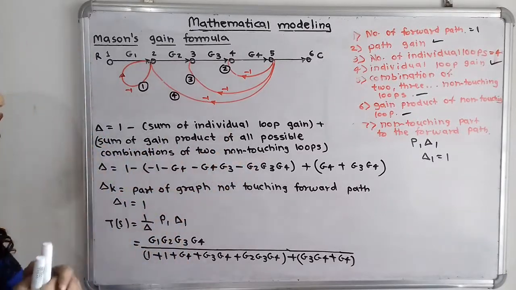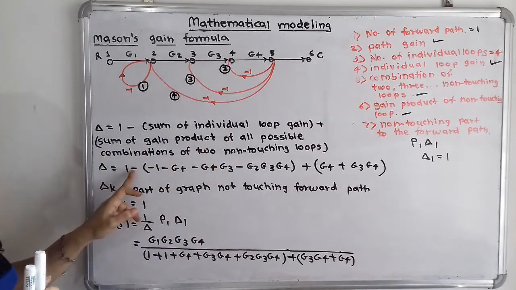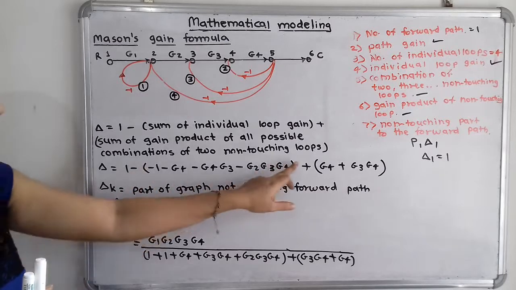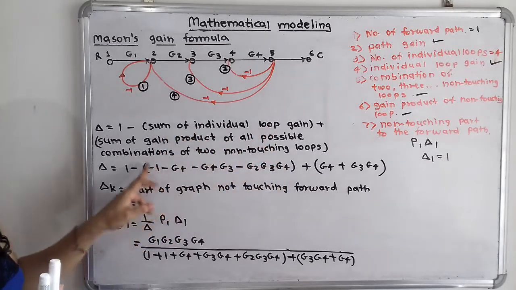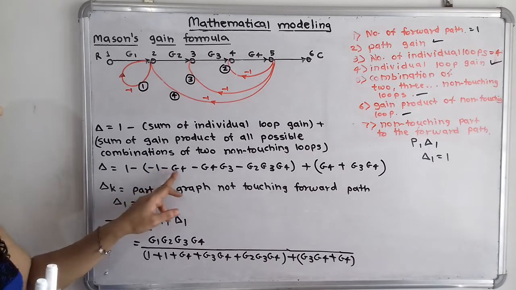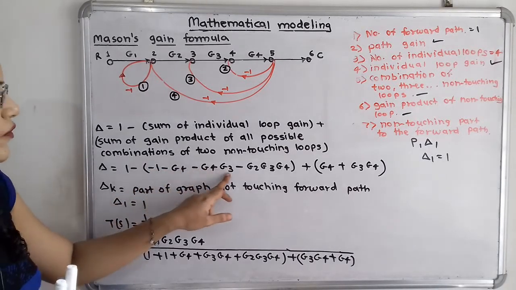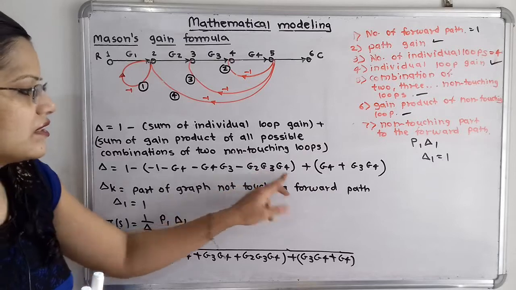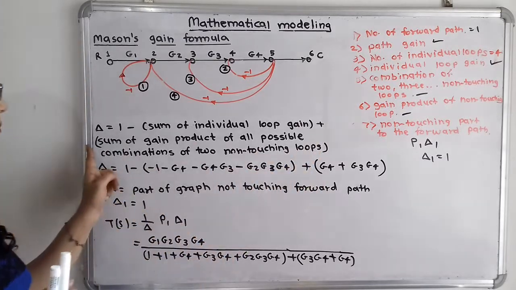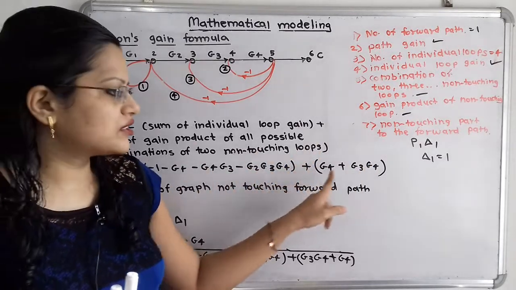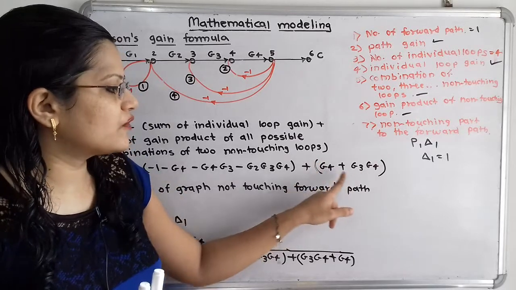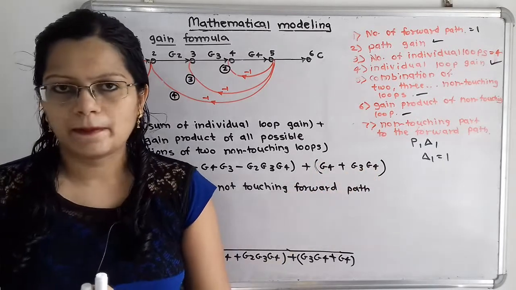So when we put in all the values, delta is equal to 1 minus, in the bracket, the individual loop gains. For the first loop the gain is -1, then minus G4, then minus G3 G4, minus G2 G3 G4. Then in the second bracket there are 2 non-touching loops, having gains G4 plus G3 G4.